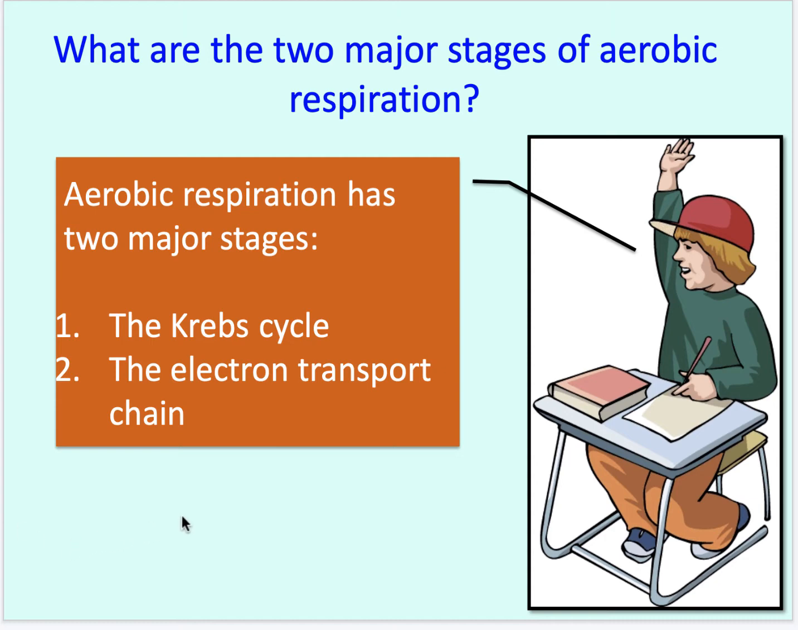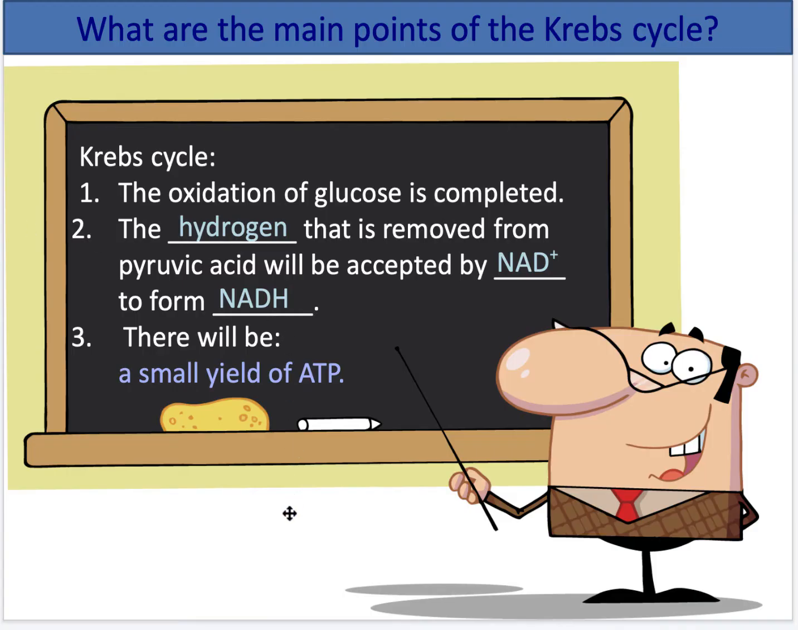What are the 2 major stages of aerobic respiration? We've talked about these. I've mentioned them by name, the Krebs cycle and the electron transport chain. What are the main points of the Krebs cycle? The Krebs cycle will oxidize glucose.